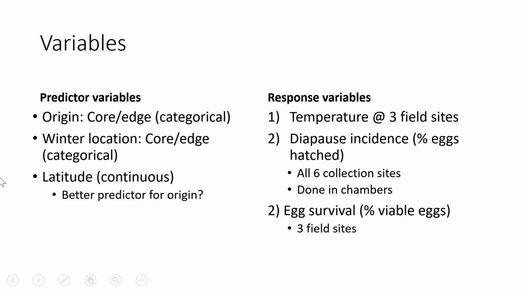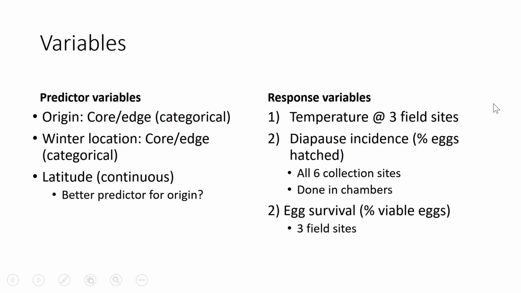Finally, the third predictor variable is latitude, so that is how far north you are. And this is a continuous variable, and so this would be a little bit more precise, presumably, than would the origin. So what they're asking about is in their models and their statistical tests, which one is a better predictor for the origin value? Is it latitude or is it the category of origin? And I'll explain that a little bit more when I get to the AIC test.